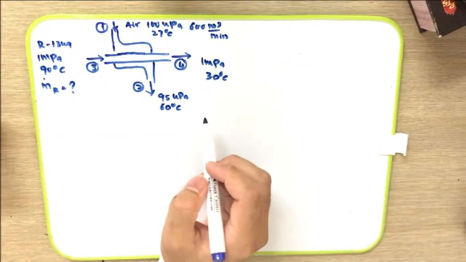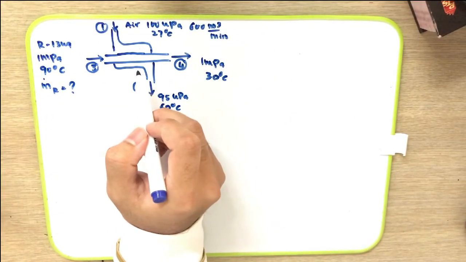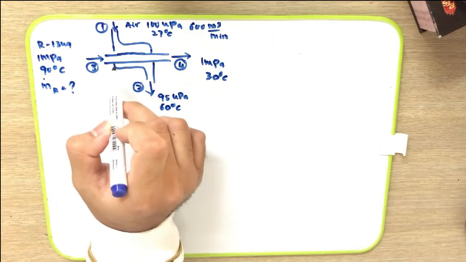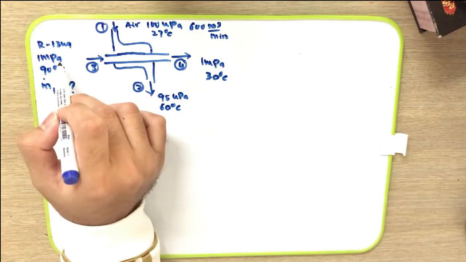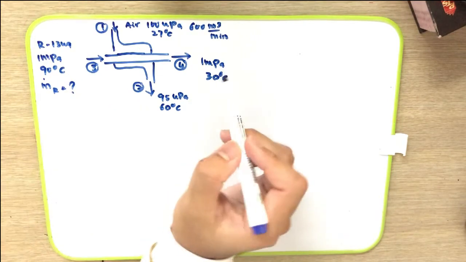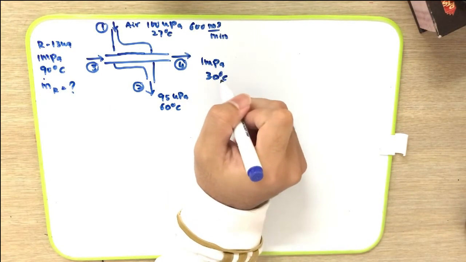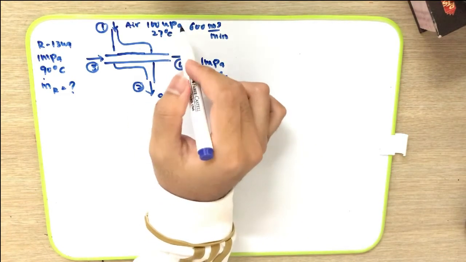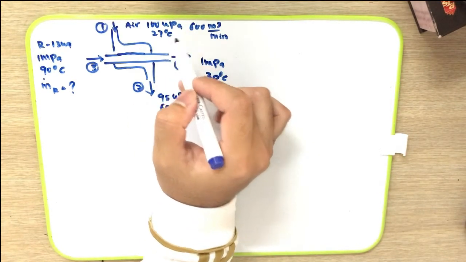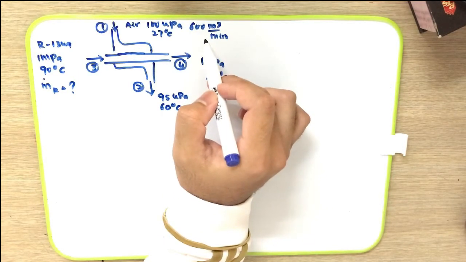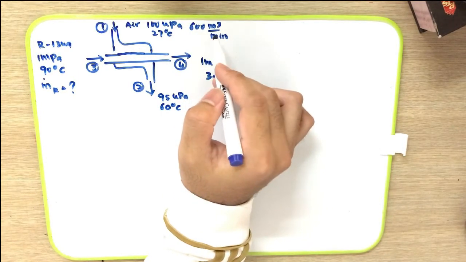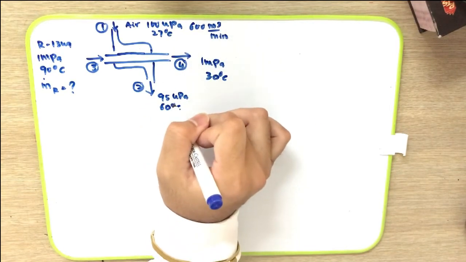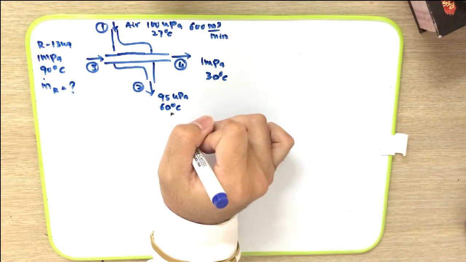So in this question, we have a condenser in which we want to cool down the refrigerant by using air. Refrigerant enters the condenser at 1 megapascal and 90 degrees C and leaves at 1 megapascal and 30 degrees C. The air enters the condenser at 100 kilopascal and 27 degrees C, and given here is the volumetric flow rate, which is 600 meter cube per minute, and the air leaves the condenser at 95 kilopascal and 60 degrees C.